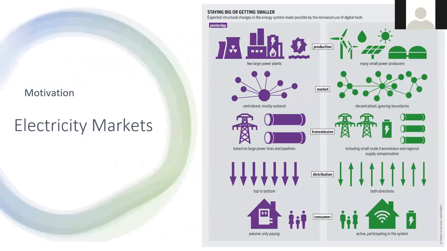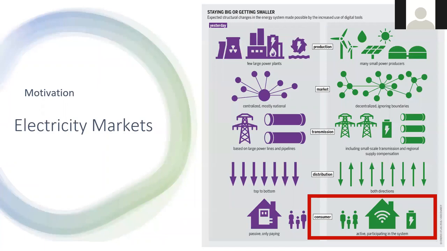So electricity markets give the main motivation for our problem, mostly due to the inclusion of renewables into current electricity market and into future electricity market. There are more uncertainties, more small producers, more consumers switching to being prosumers, and thus having some strategic behaviors that might lead them to participating differently in the electricity market, and that's what we want to account for.